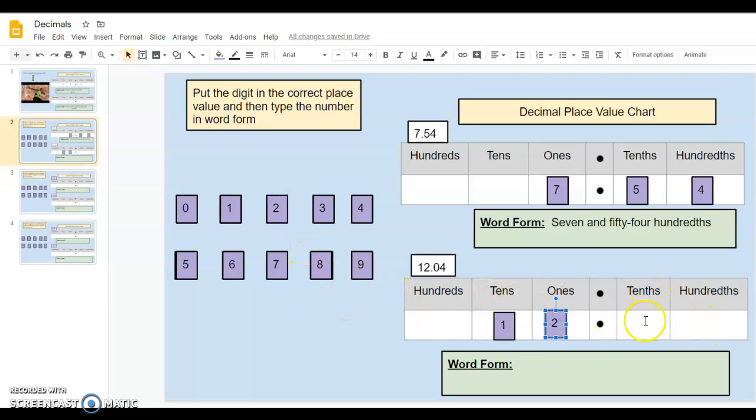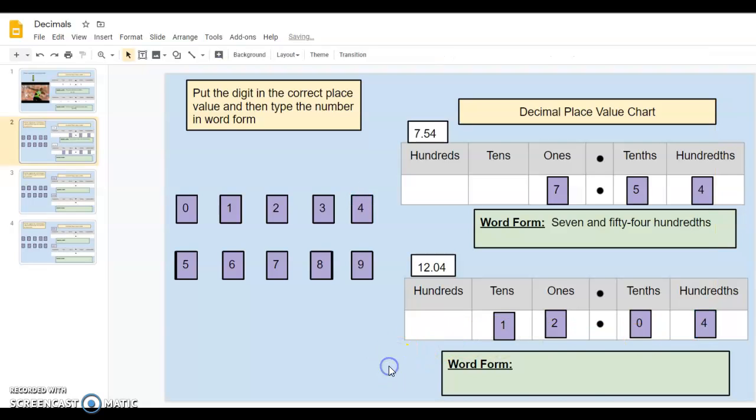And then obviously I have a 0 in the tenths place, right? So I'm going to go grab a 0, put it in the tenths place, and I have a 4 in the hundredths place. So I'm going to go grab a 4, bring it in there. Boom, that's all it is. And now last step is to put this in word form.